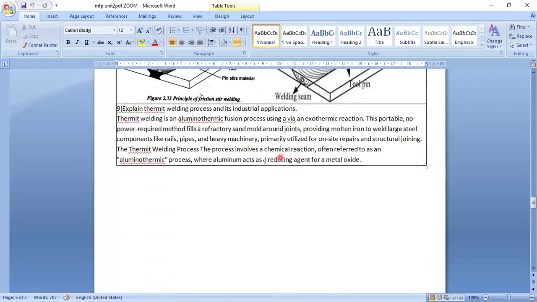So ninth question. Okay, explain about thermite welding. Thermite welding is generally used with aluminum in railways.